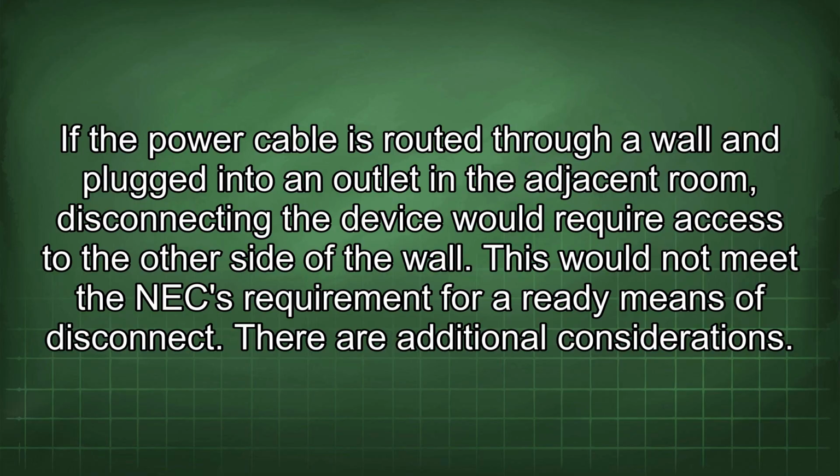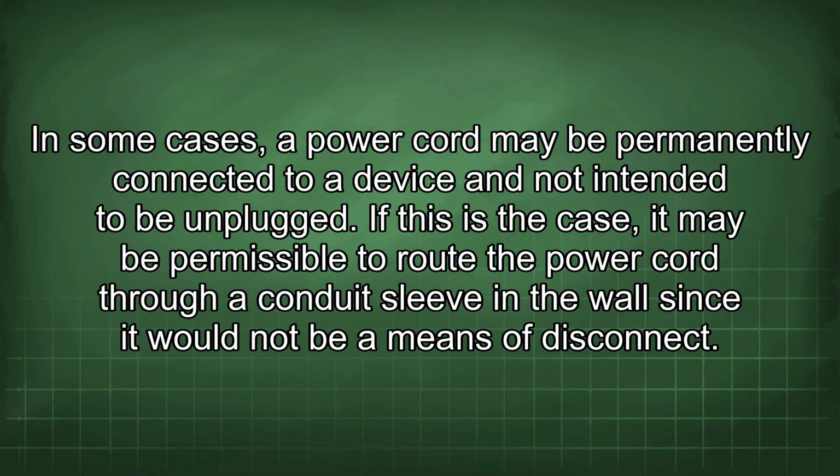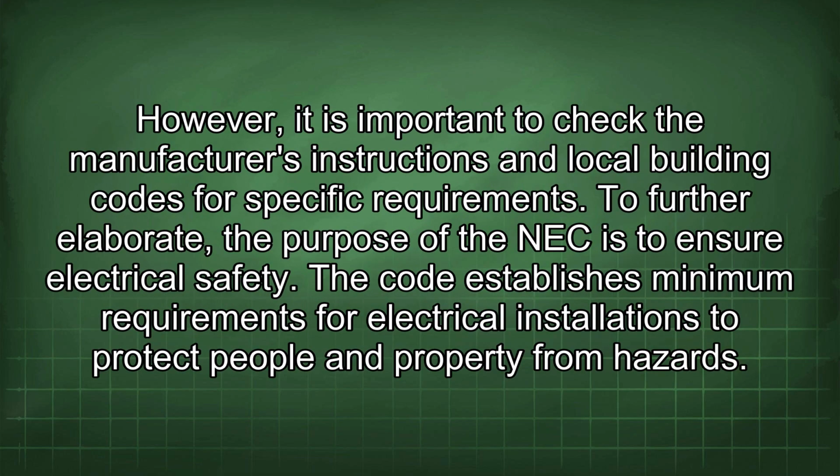There are additional considerations. In some cases, a power cord may be permanently connected to a device and not intended to be unplugged. If this is the case, it may be permissible to route the power cord through a conduit sleeve in the wall since it would not be a means of disconnect. However, it is important to check the manufacturer's instructions and local building codes for specific requirements.